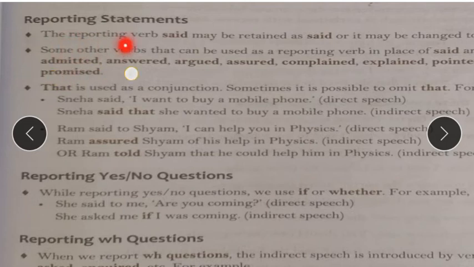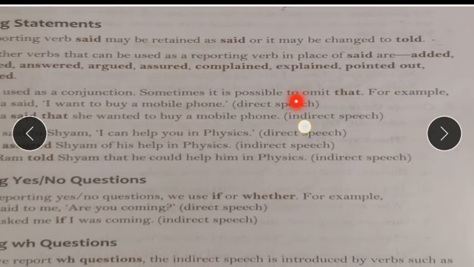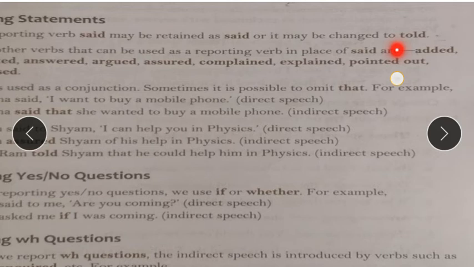The reporting verb. You know the first part of the sentence is the reporting verb. Said may be retained as said, or it may be changed to told. You have to change said into told when in the sentence the listener is also there. If speaker and listener both are there in the sentence, said will change into told.